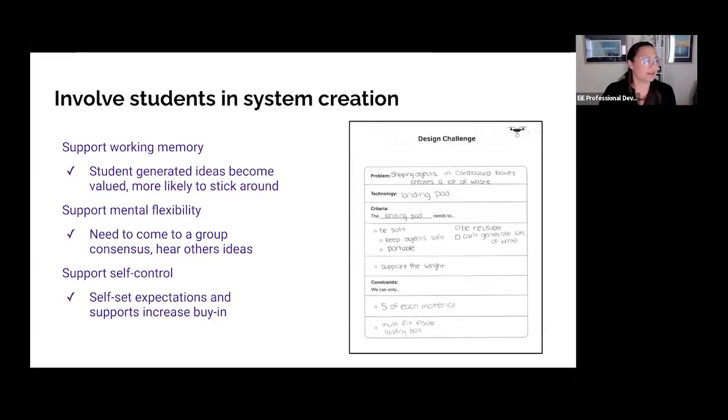And it supports their working memory because again, there's that value, right? It's more likely to stick around when you care about it. We get a little bit of that, oh, this is important. I care about this. I'm attentive. It's staying in that prefrontal cortex, and it's not being filed away somewhere and forgotten.